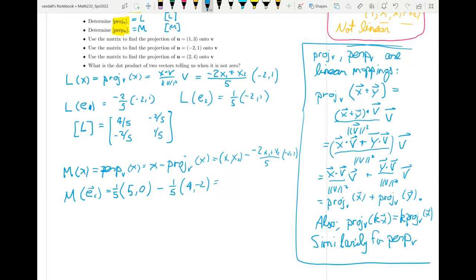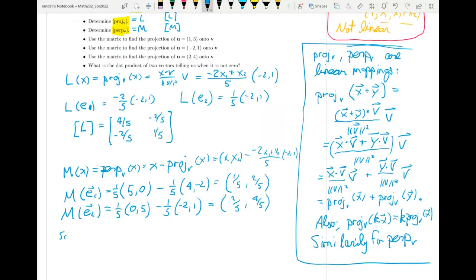And so when I do that, I get 1/5 and 2/5. All right. So that's my PE1, so that's going to be my first column. And then M acting on E2, I look at that formula. So first of all, I'll write E2 as 0, 5 multiplied by 1/5. And then I get minus 1/5 minus 2 and 1. That way, right? I take out the 5. And then doing the algebra there, I'll get 2 over 5 and 4 over 5.